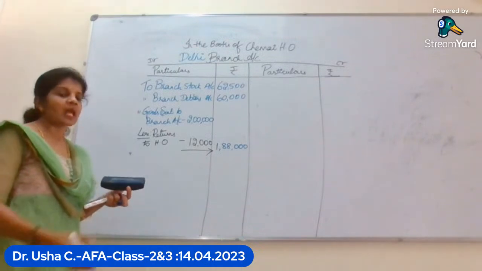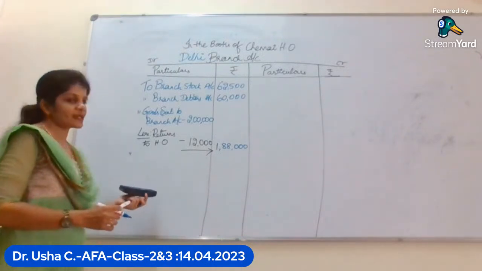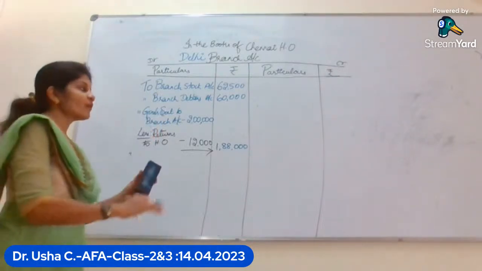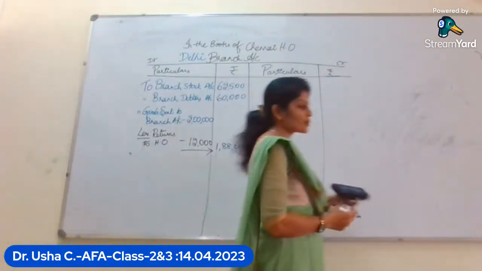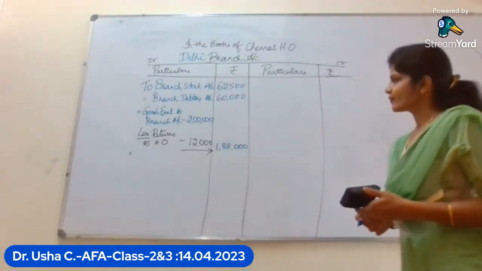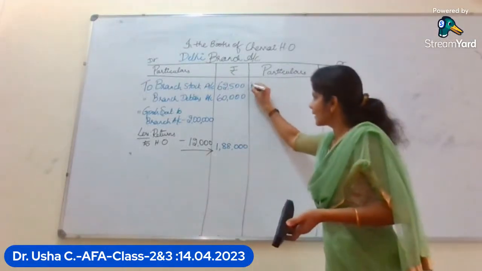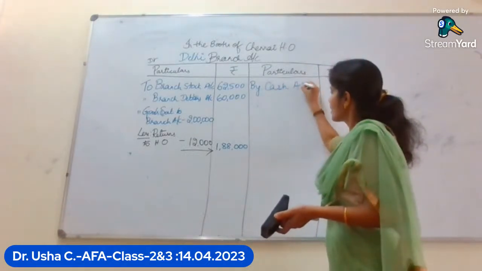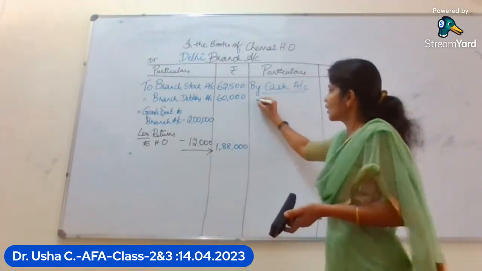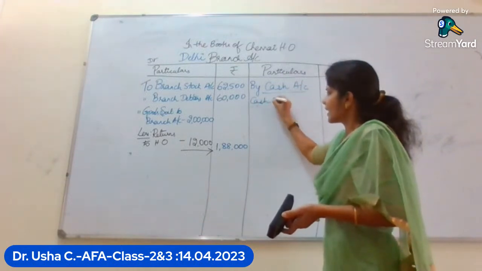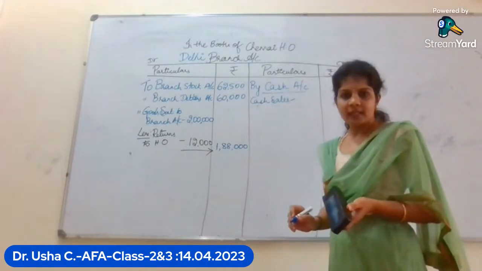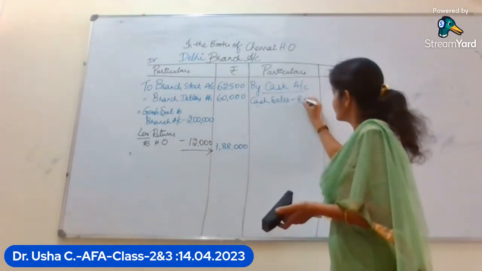No. Why? Because when there is a receipt of cash or goods or check or whatever, it must be debited. When there is a remittance, we have to credit it. So we have to credit it as by cash account. So what does the cash account include? One is cash sales. What is the amount of cash sales? Cash sales is 80,000.